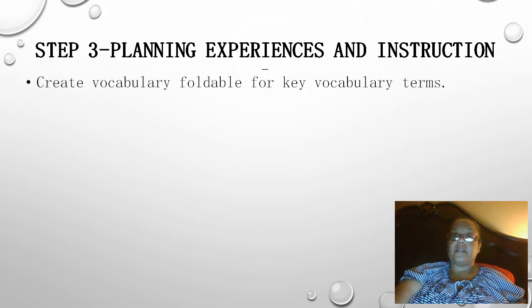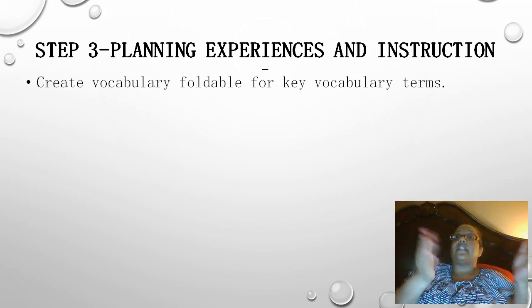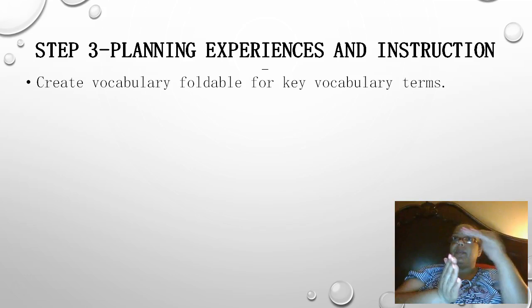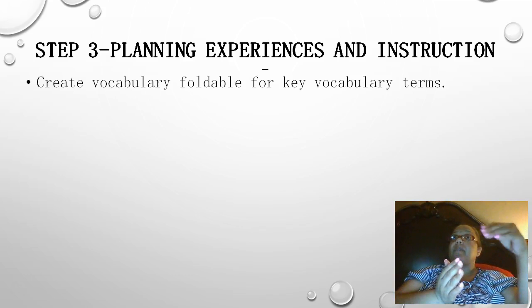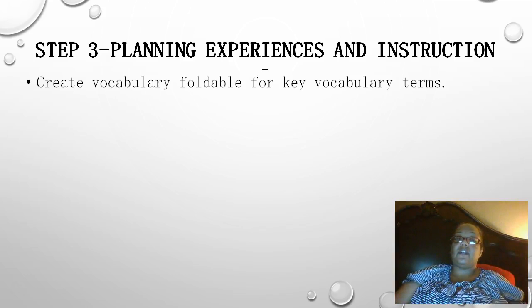The 3-step learning plan. 3-step planning, experience, and instruction. This is our process. This is where we do our lesson plans and what we expect them to do. They're going to create vocabulary foldables for key vocabulary terms, where they take the paper and they fold it and then we slit it and they can have the word on the top or the definition, and when they pull it back it's the word or the definition, or vice versa.